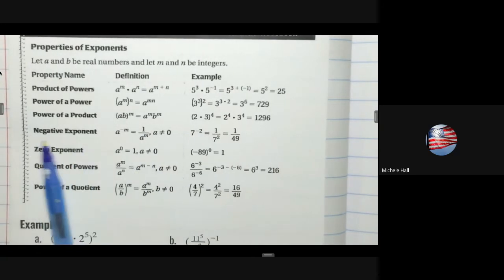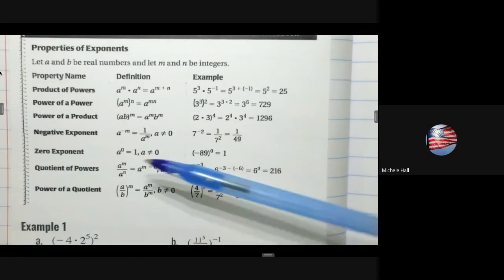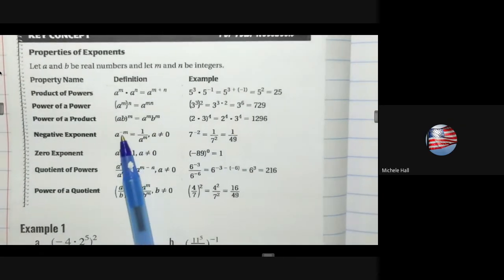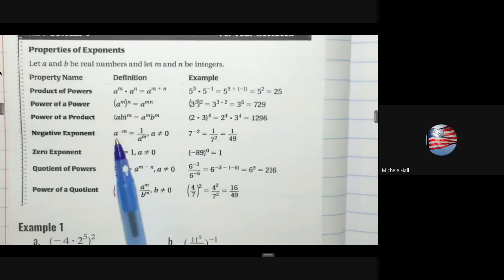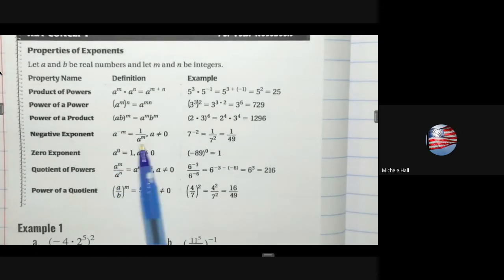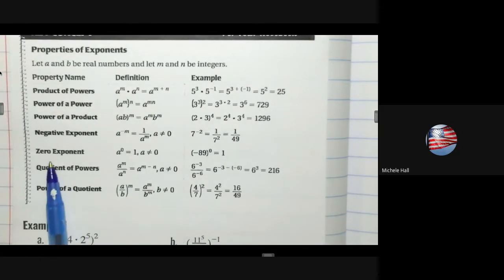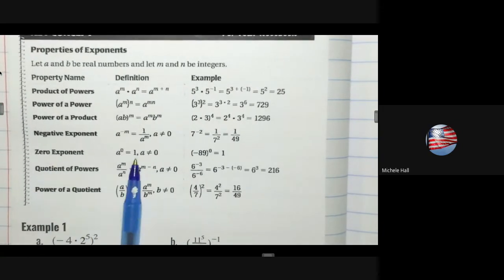That is the rule for exponents. You can move back and forth between the numerator and the denominator. You just need to change the sign when you move from the numerator to the denominator, or vice versa. Zero exponent: anything to the zero power is 1.